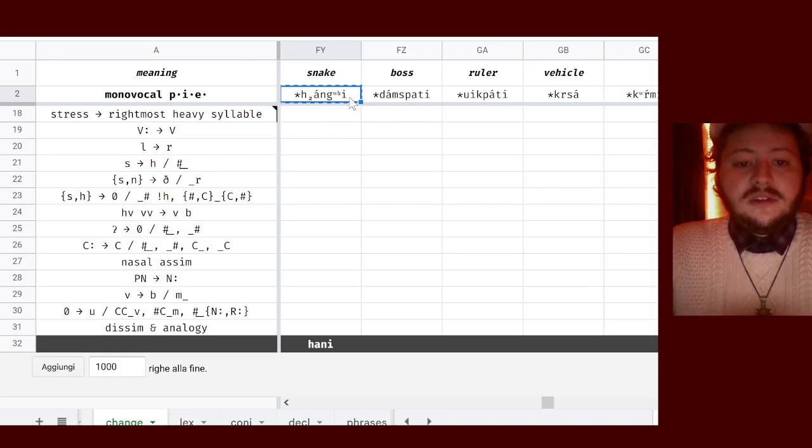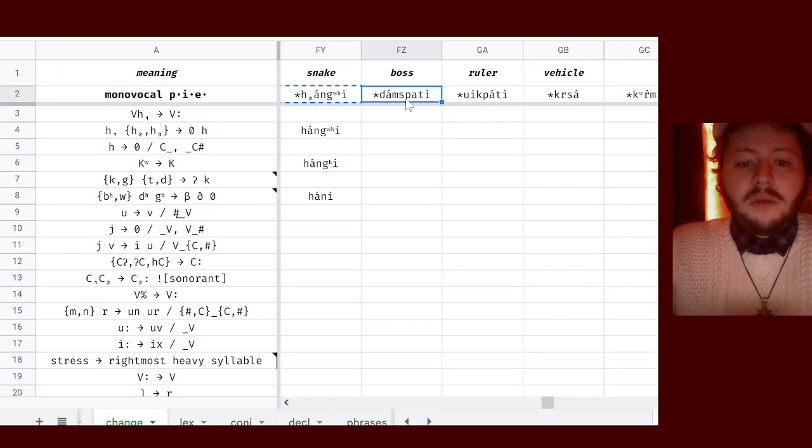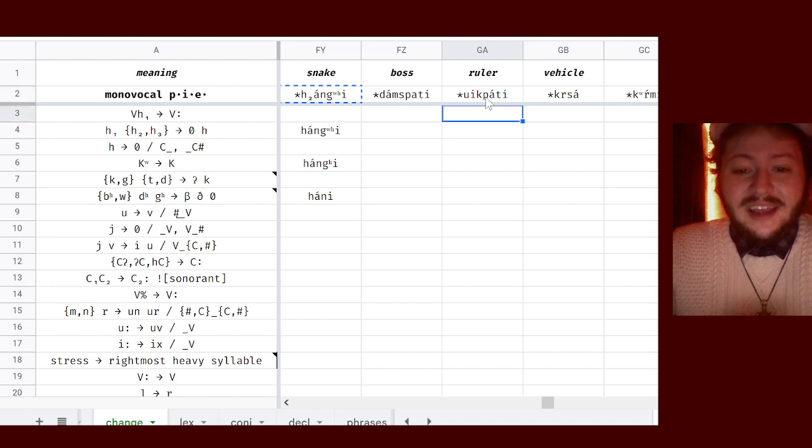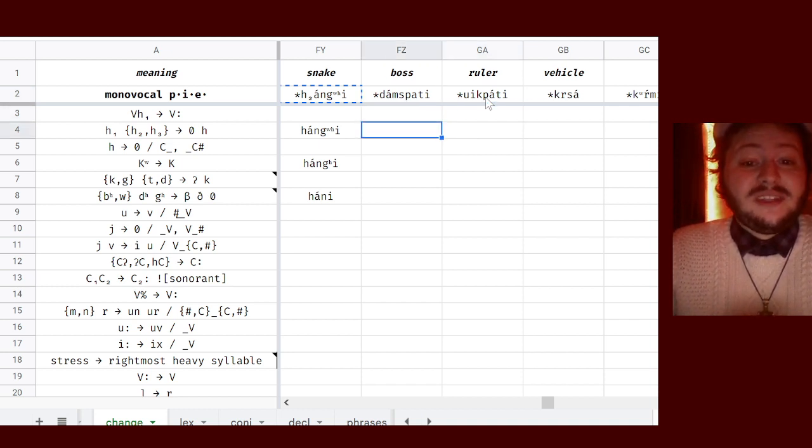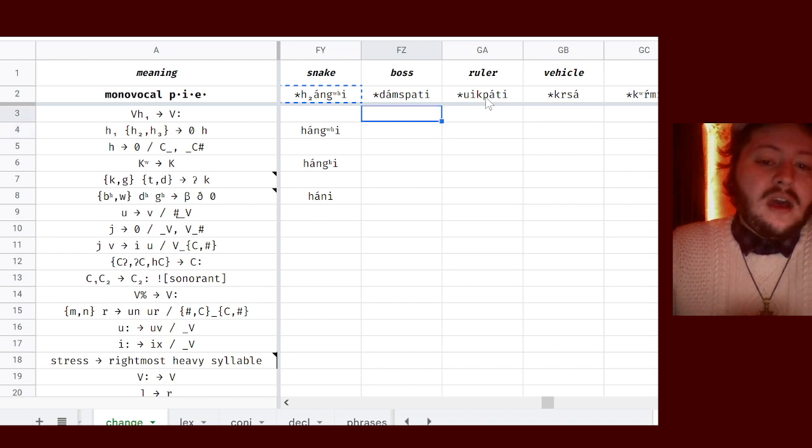All right, so I'm going to do the same thing now with these words. This is the word for boss. It comes from the word for master of the house in Proto-Indo-European, and this comes from the word for master of the town, I think, master of the city or settlement. And I wanted these to mean boss and ruler respectively. So I'm actually going to do these simultaneously.